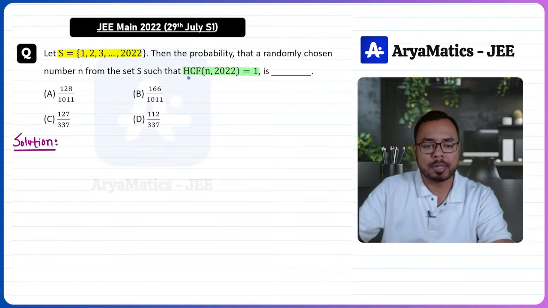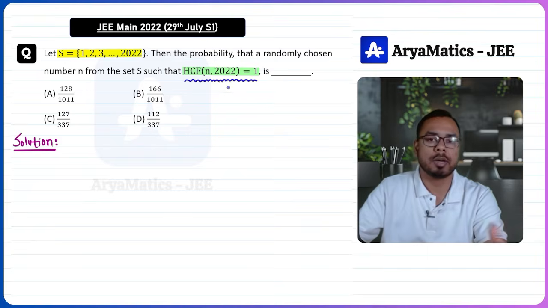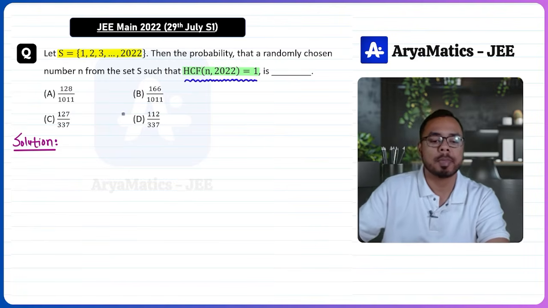Now, problems based on the HCF of a number and another number equaling some fixed number are not uncommon in JEE Main. You'll find multiple problems in permutation and combination, as well as a few problems in probability, based on this concept.